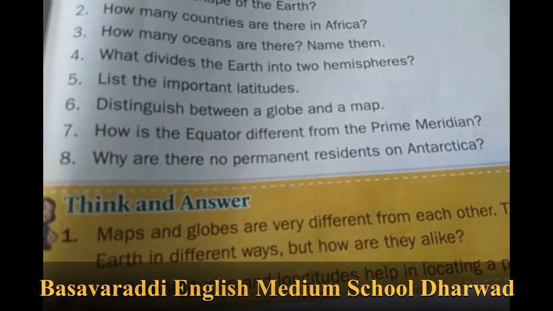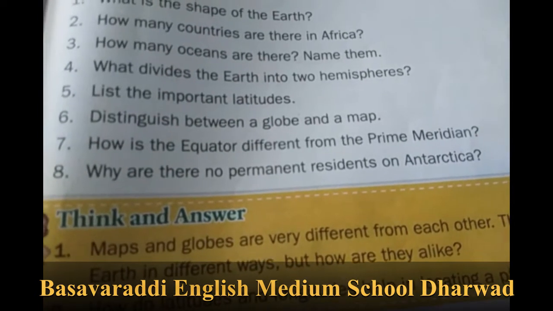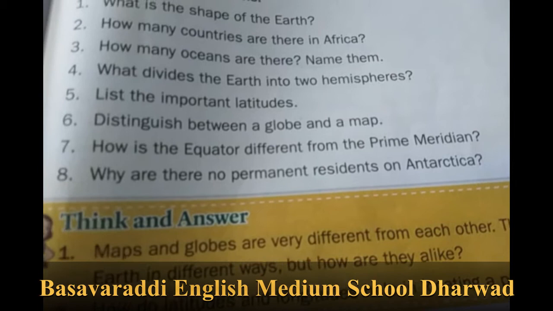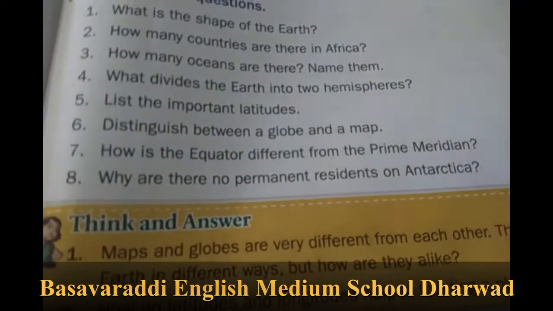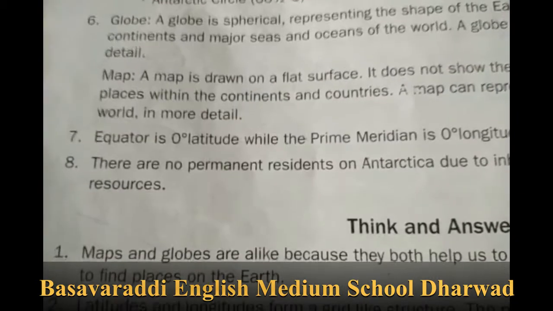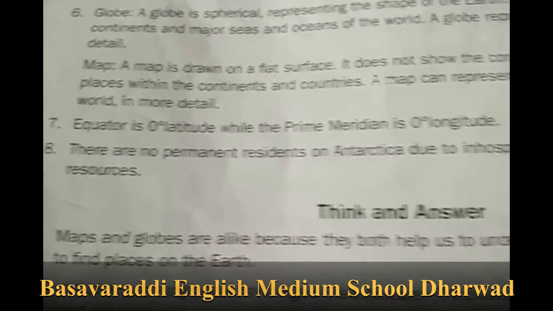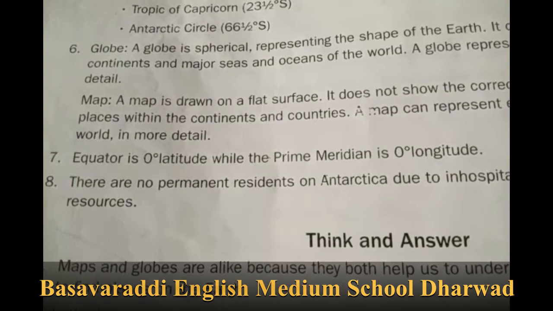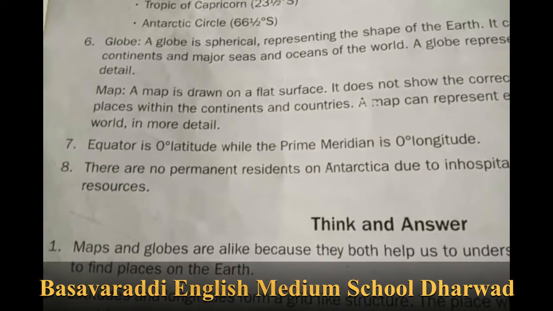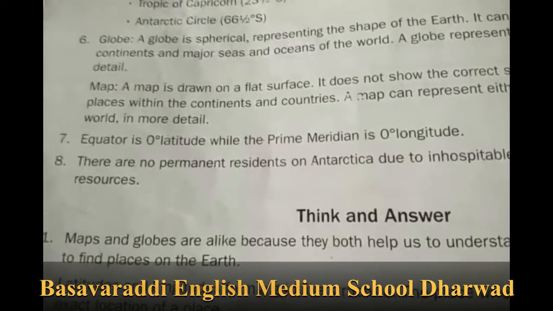How is the equator different from the prime meridian? This is also a differentiate question only. Okay, we will discuss. See here. Equator is 0 degree latitude while the prime meridian is 0 degree longitude. This is the difference between latitude and longitude. Very simple. Is it not, children? Very simple.